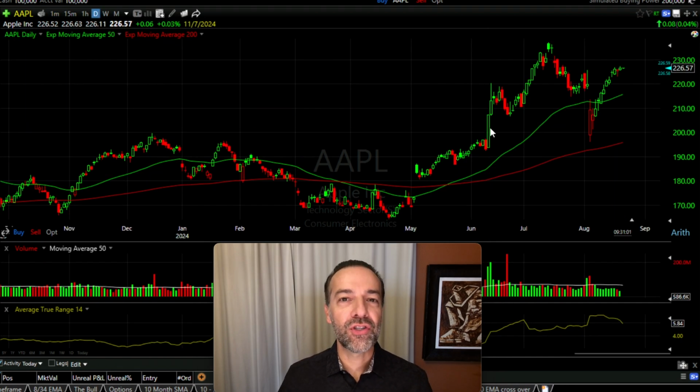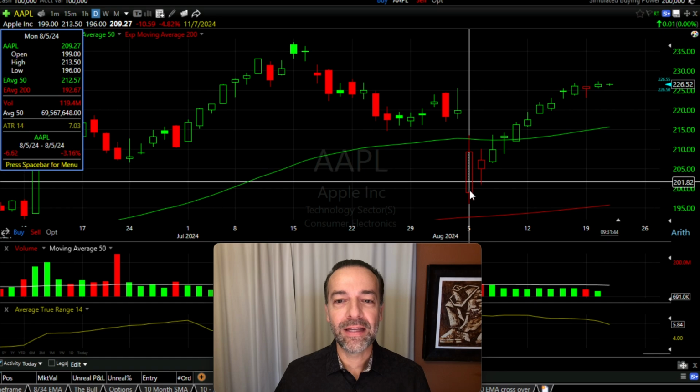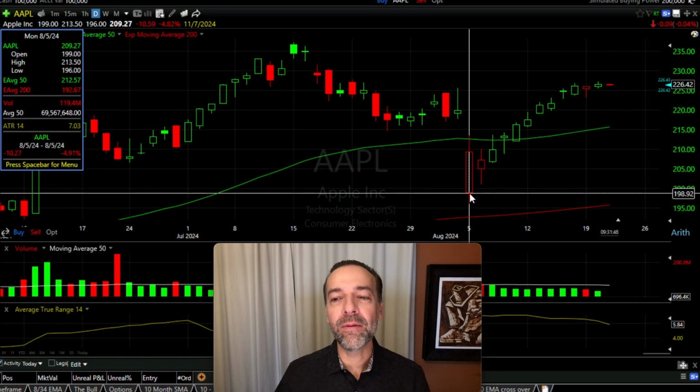I've now switched this chart to the daily chart. So each one of these candlesticks shows the action for that day. I've now zoomed into August 5th. And notice what happened that day. The stock started trading when the stock market opened at around $209.28. Then at the end of the day, when it closed around 4 p.m., it was trading for around $198.92.